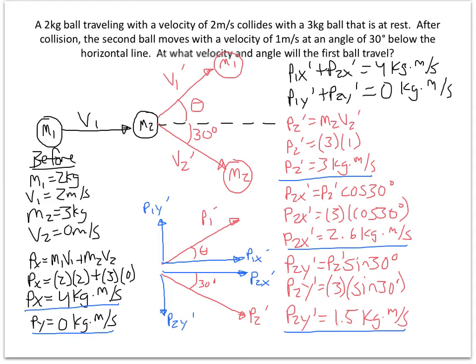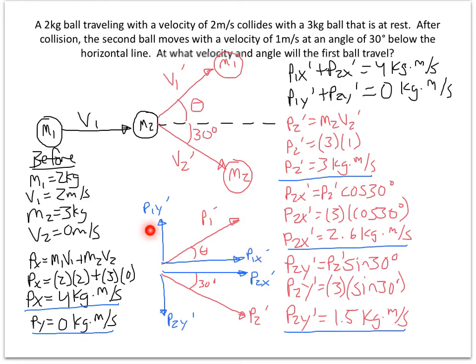Now, you might want to take a snapshot of this picture because I'm going to go to a new slide. What I need to do is relate these to those other components in the first object. If you remember, from these relationships up here, if p2y prime is 1.5, p1y prime has to be 1.5 also, but in the other direction, which would make it negative technically, so this is 0. If p2x prime is 2.6, then p1x prime has to be equal to whatever the difference between 4 and 2.6 is. So we'll calculate those, and then we're going to have to work backwards.